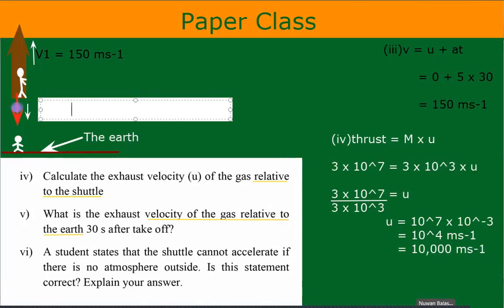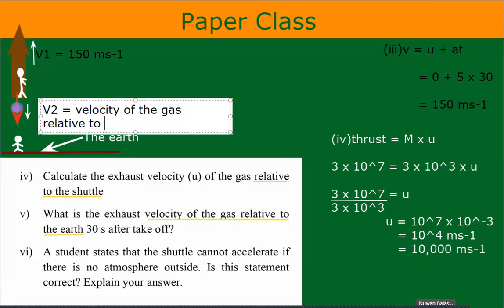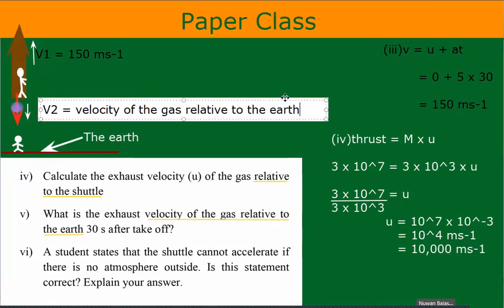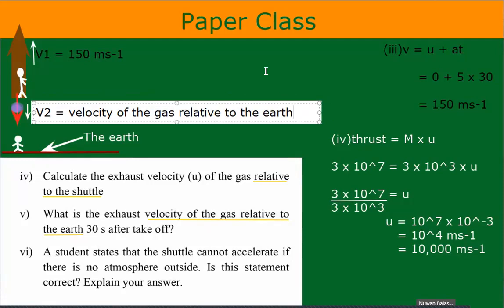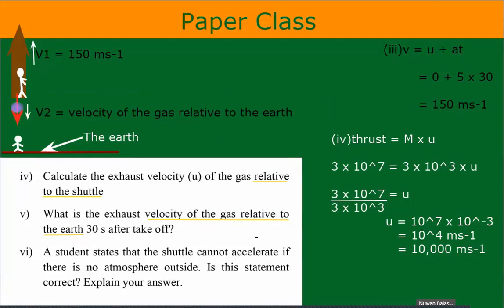V2 is the velocity of the gas, exhaust gas, relative to the earth. Right. My question is, how do we find, if two things are moving along the same straight line in opposite directions, their relative velocity here? We have learned it. Somebody unmute the mic. Summation of the velocities.